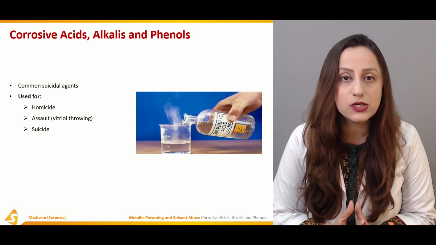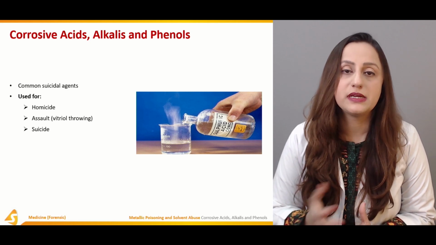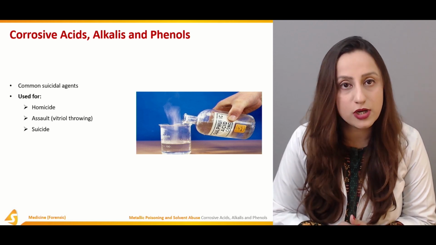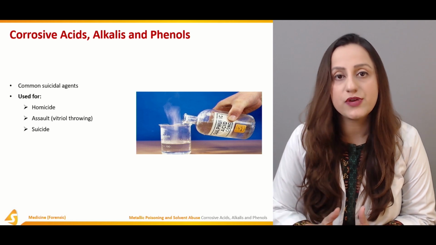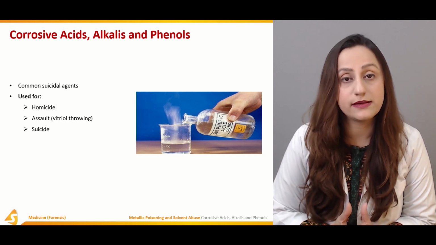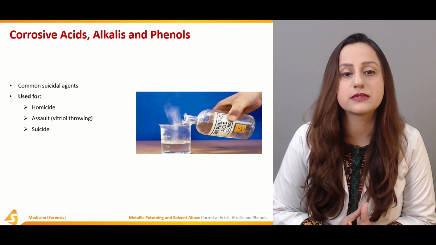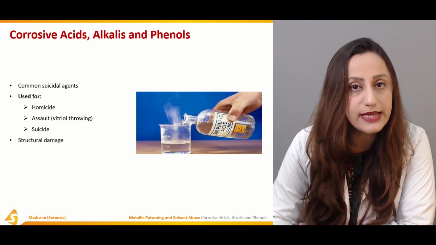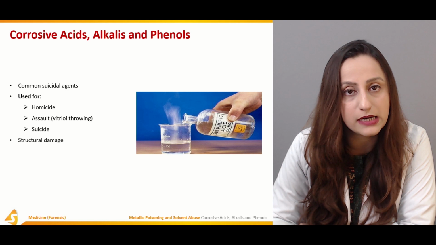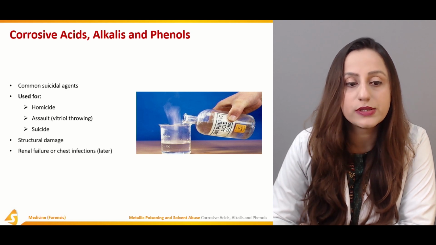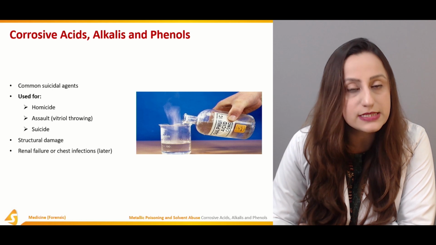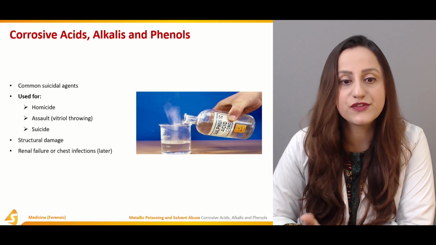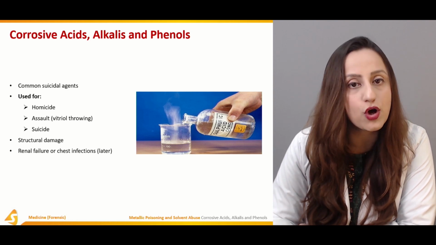Different countries have different legal aspects to this vitriolage, so it depends upon the country in which you are practicing. And suicide is also one of the causes of this corrosive acid, alkali and phenol poisoning. The structural damage is, of course, one of the destructive effects that occur after these acids are thrown. The renal failure or the chest infections will be discussed later on. What are the complications that occur after this corrosive acid, alkali, and phenol poisoning?